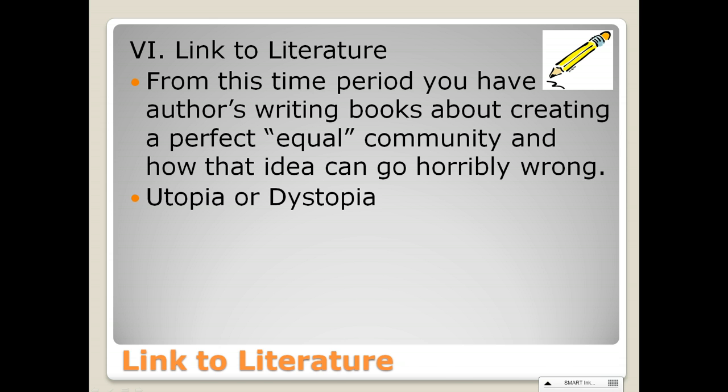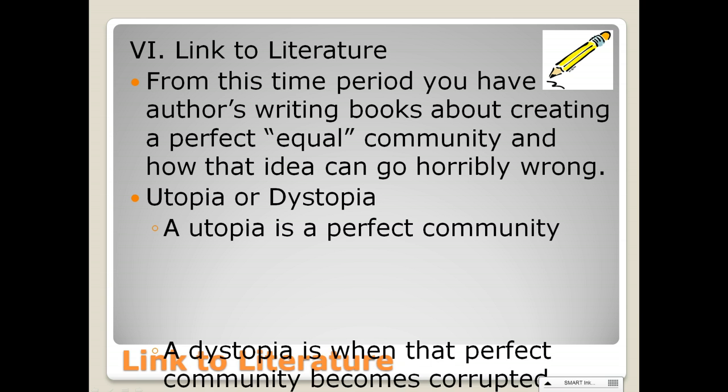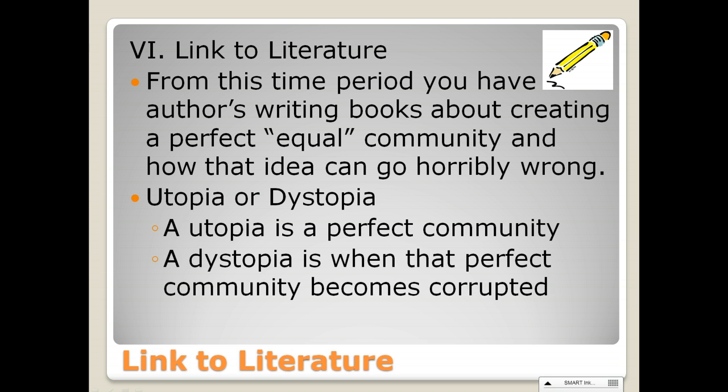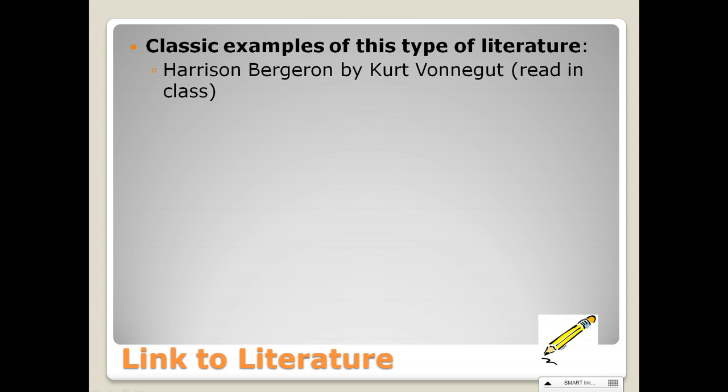So this is the idea of utopia or dystopia. A utopia is a perfect community, whereas a dystopia is when that perfect community becomes corrupted in some way. And so many of the stories, short stories, and I haven't quite decided on the novel choice yet. In the past, I've read Fahrenheit 451, but we also have the option of maybe doing The War of the Worlds. So I haven't quite decided yet. I need to make that decision soon, and I'll let you know. But most of the stuff that we've been looking at, or we will be reading, is under this utopia-dystopia idea.